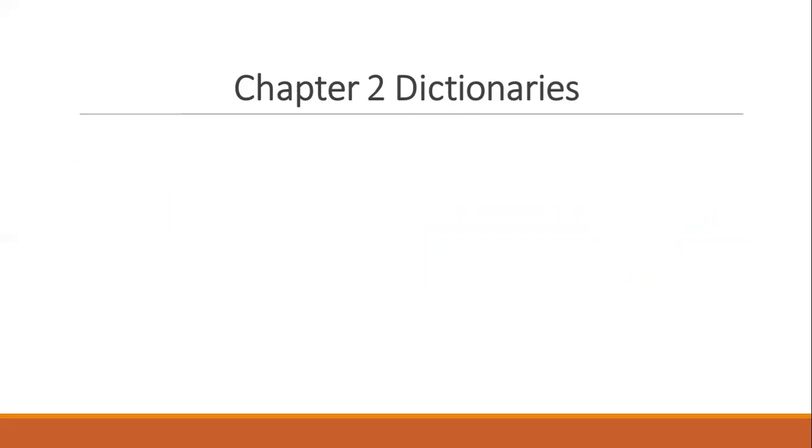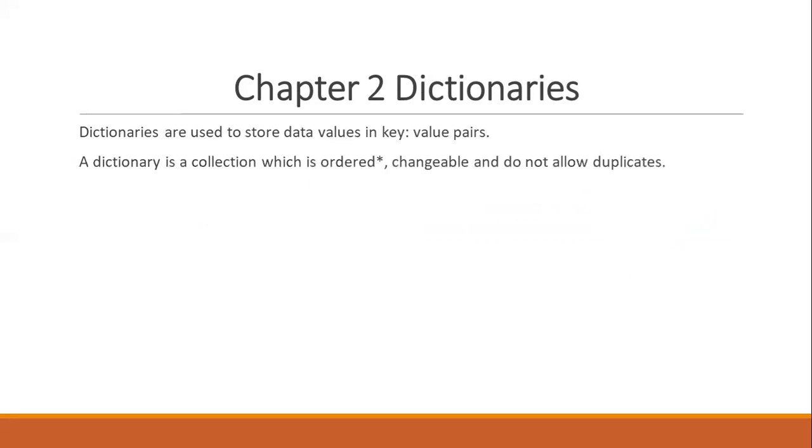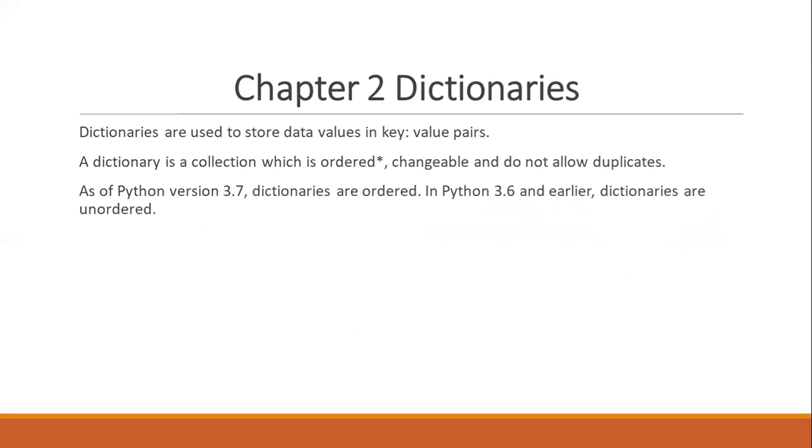Now we'll discuss chapter 2, which is dictionaries. Dictionaries are used to store data values in key-value pairs. A dictionary is a collection which is ordered, changeable, and does not allow duplicates. As of Python version 3.7, dictionaries are ordered. In Python 3.6 and earlier, dictionaries are unordered.